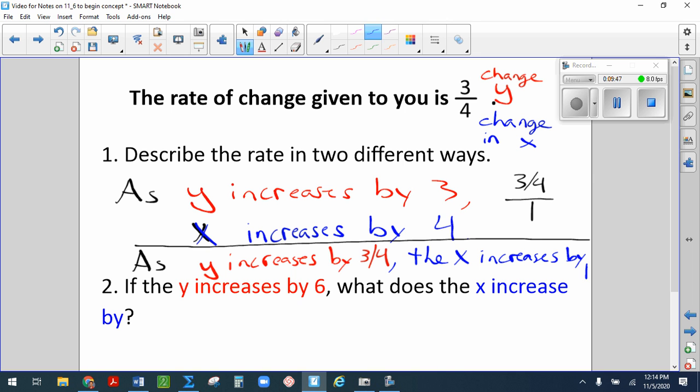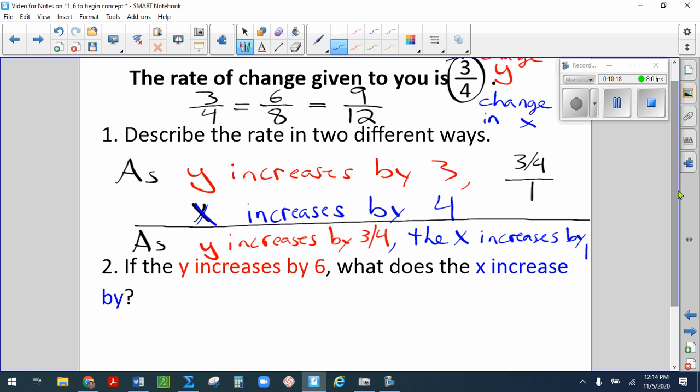So you have this fraction 3/4, and you might know, if I add 3 to the top, I get 6. If I add 4 to the bottom, I get 8. So you could say, as y increases by 3, x increases by 8. If you add 3 more to the top, you get 9. If you add 4 more to the bottom, you get 12. So as y increases by 9, x increases by 12.